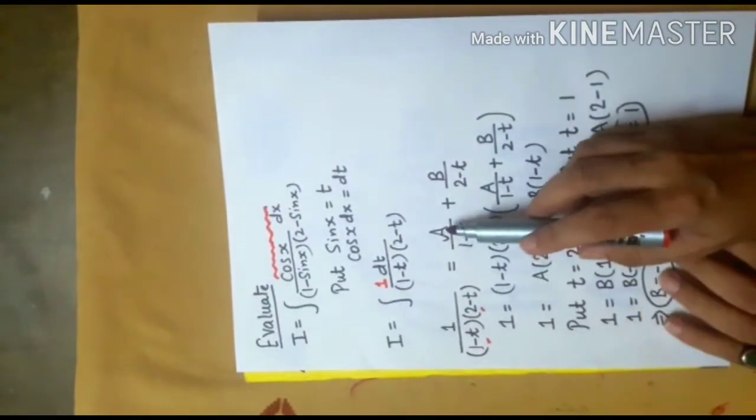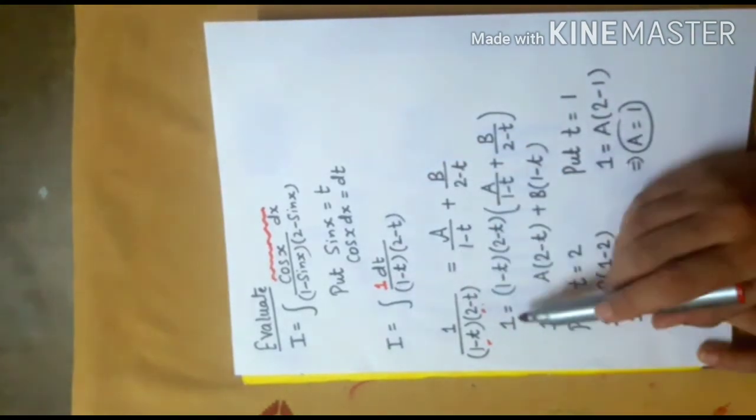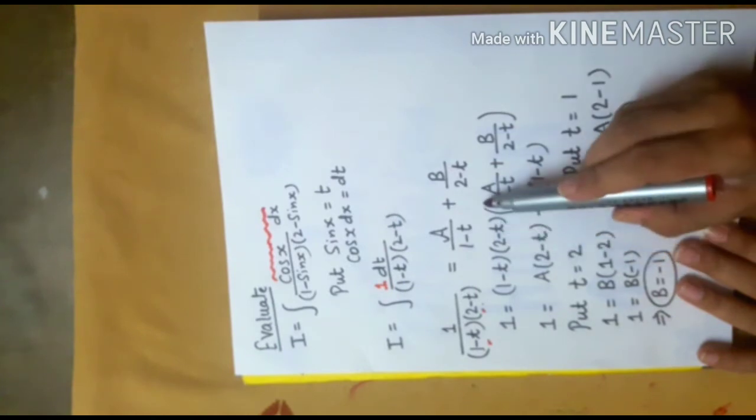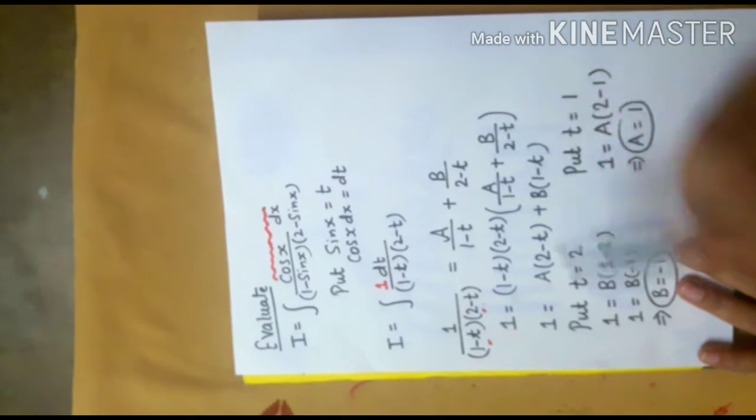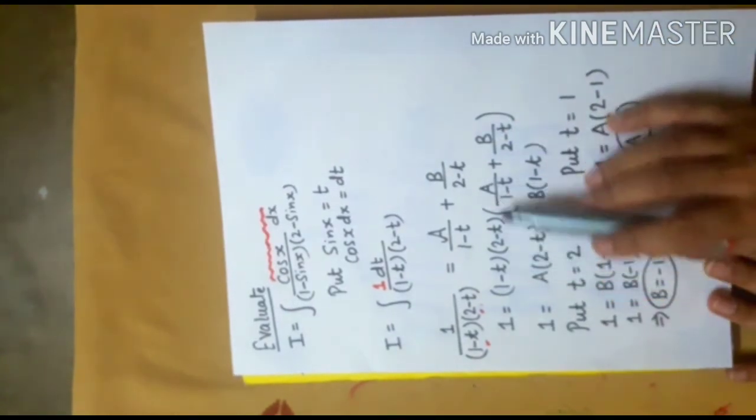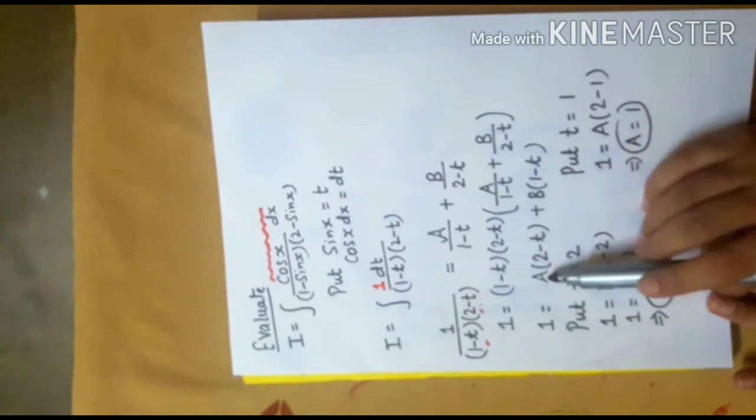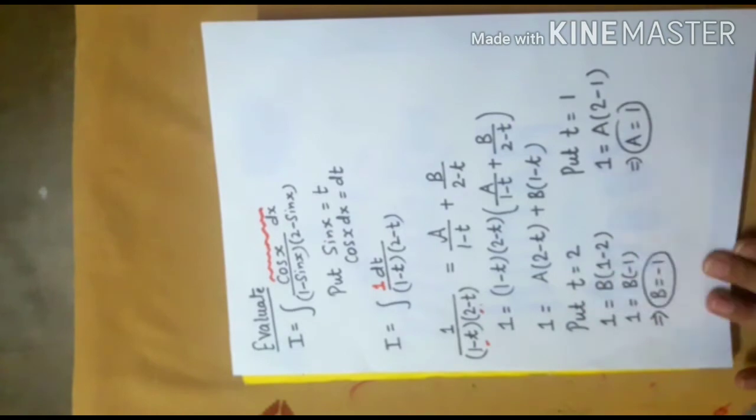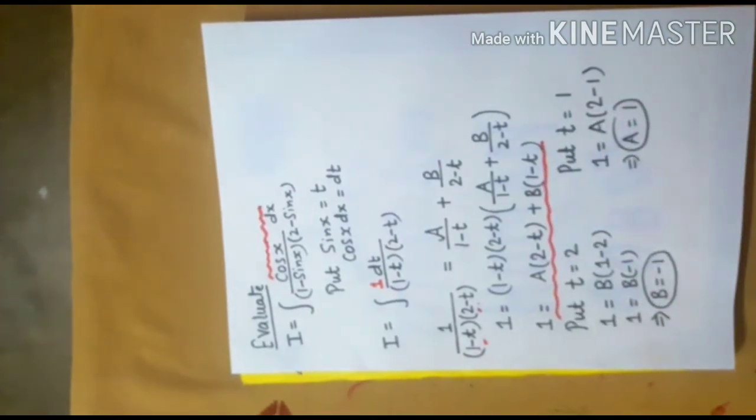Now I need to find out the values of a and b. So transpose this to this side. I'll get 1 equals 1 minus t into 2 minus t multiplied with a over 1 minus t plus b over 2 minus t. Open the bracket, use distributive law. 1 is equal to, I'll get a into 2 minus t plus b into 1 minus t. Now this is true for all values of t.